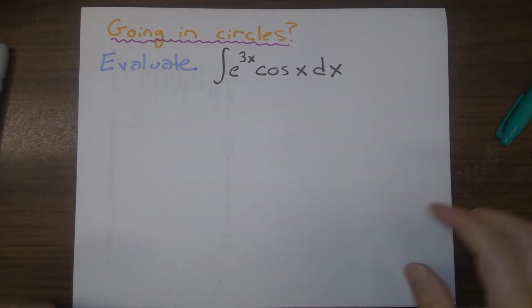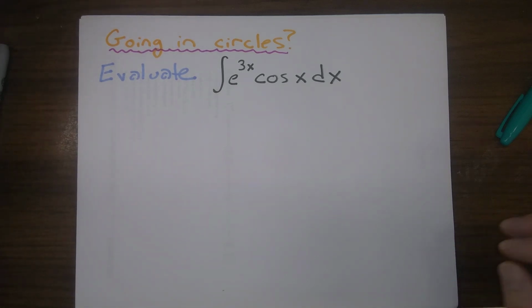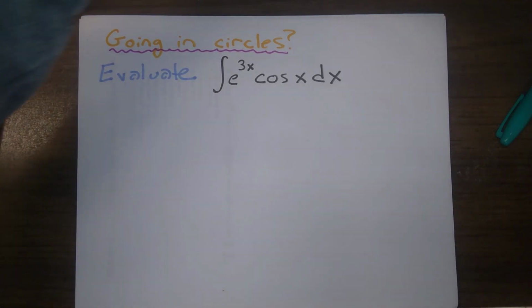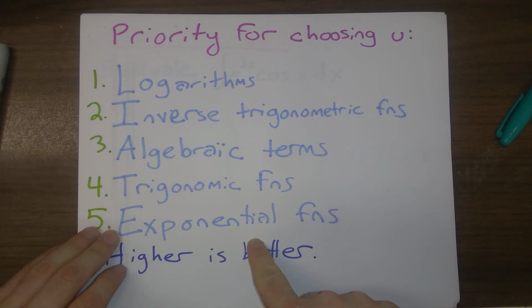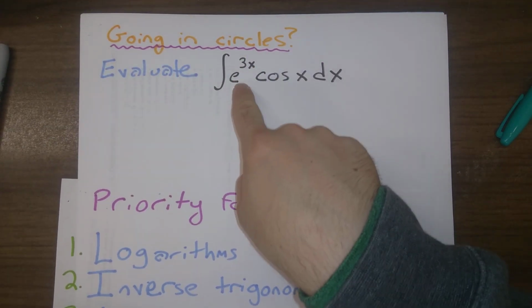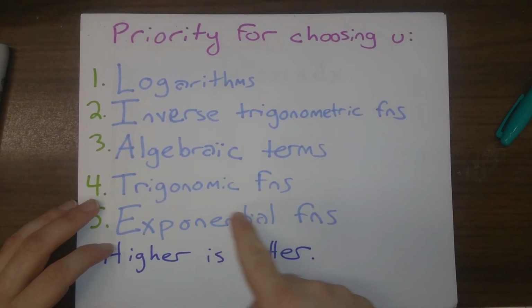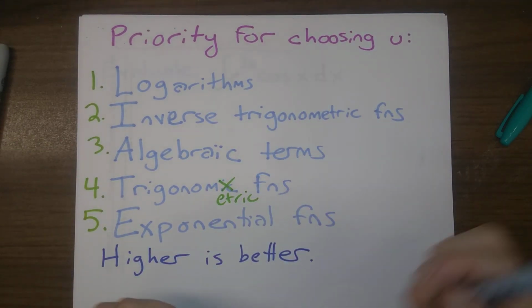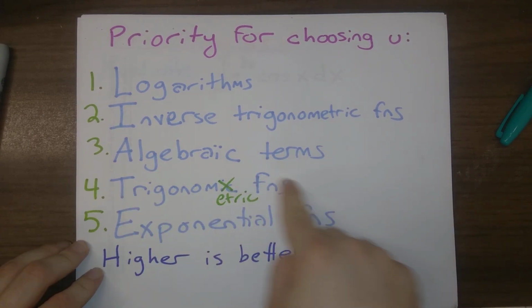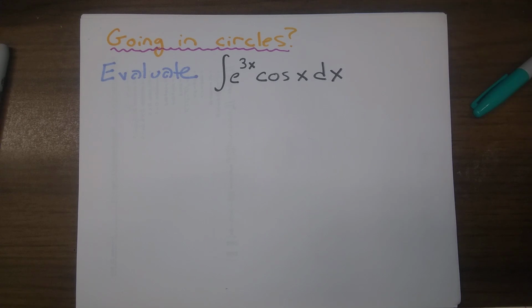So something times something, we certainly can think about using integration by parts here. And if we take a look at our chart here, what do we see? Trig and exponential functions. So we have an exponential function e to the 3x, and we have a trig function cosine x. Bad typo, my apologies. Trigonometric functions. Okay, this is what we want to use for our u here.